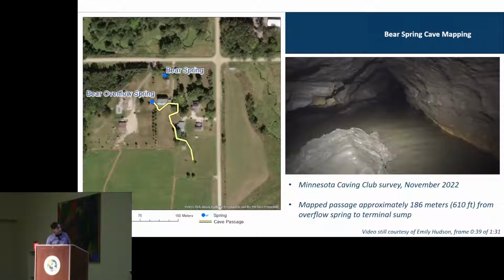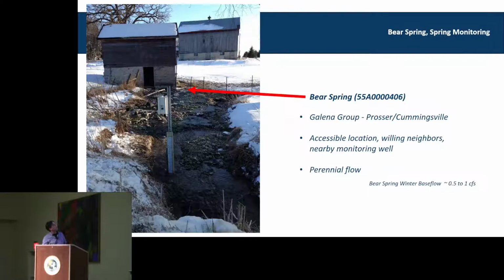And then lastly, Martin, who is one of the collaborators on this project, is also a very avid caver. And just about 6 months ago, he pushed the overflow spring. So most of the data that we present today is either coming out at Bear Spring or was collected at Bear Spring, but there is an overflow spring. And Martin and a fellow caver, Emily Hudson, pushed that overflow spring and mapped about 610 feet of cave. So just letting us dig in further that we are in a super karsty area.